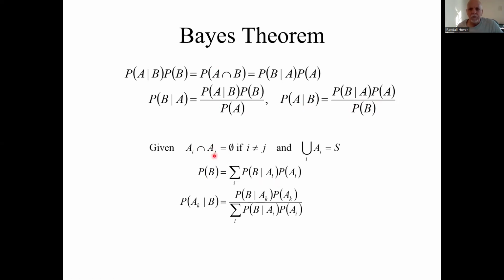If you have a bunch of events that are mutually exclusive, so their intersections are the null set, that means they don't overlap at all. And the union of all those events is your whole sample space. Okay? So the events A fill up your sample space and there's no overlap between them. Then the probability of B is just the sum: the probability of B given each one of those, times the probability of that event, summed over all those events. We'll come back to this as kind of a formula.